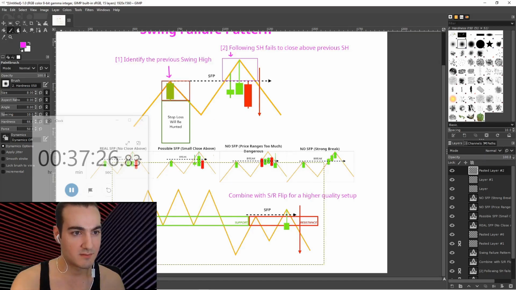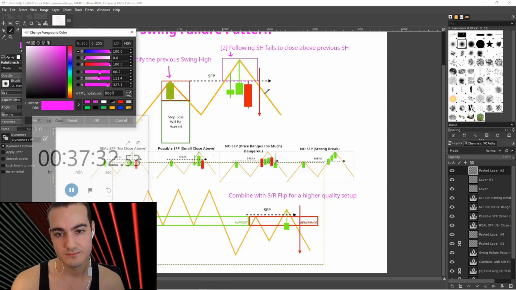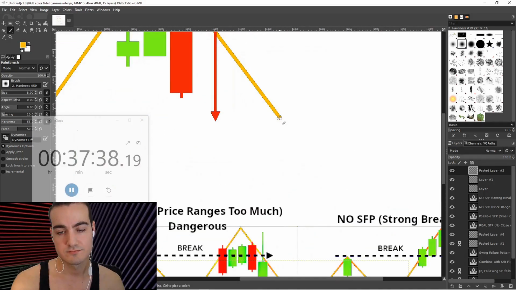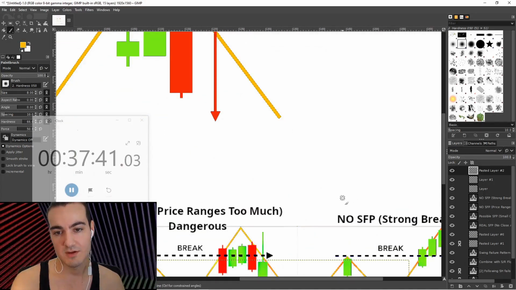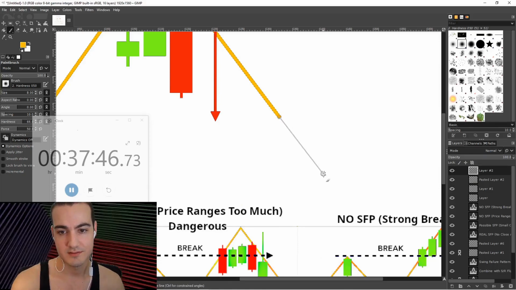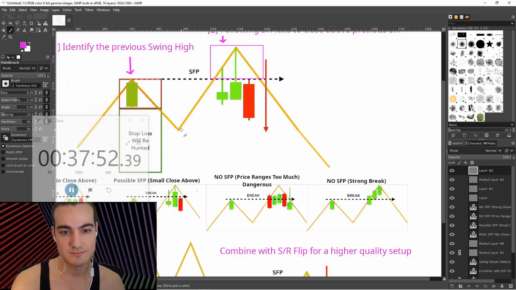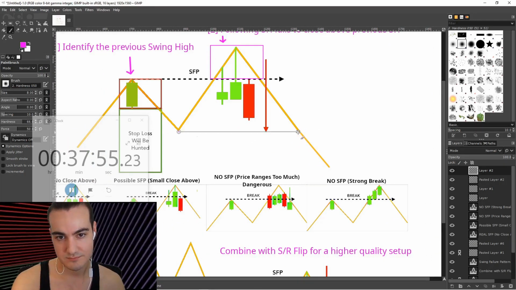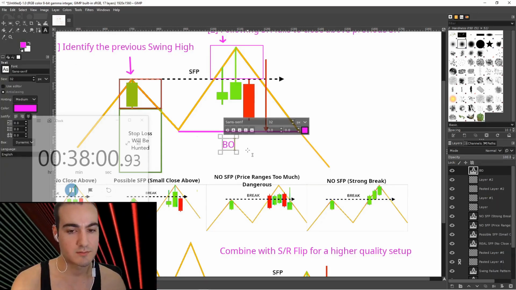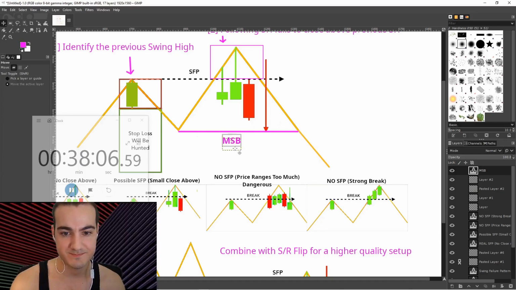And then if we just took this a little bit further, price coming down, then we would have our market structure break here.